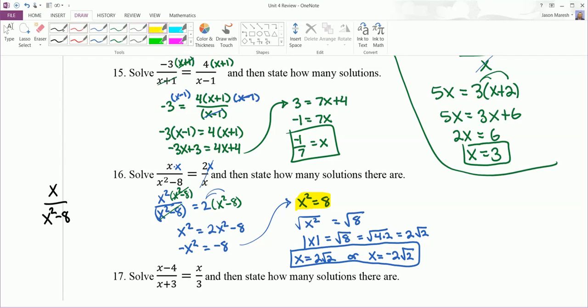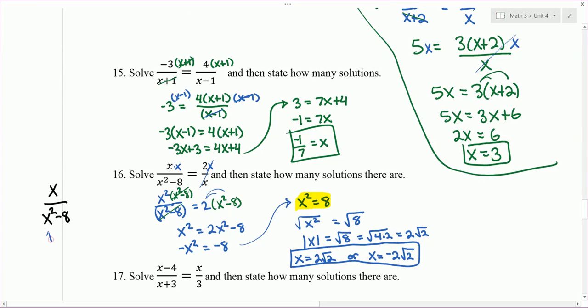That's an issue, because if we replace x squared with 8, we're going to get 8 minus 8 in the denominator, which is 0, which means we'll be dividing by 0. So we can't accept any of our answers. We have to throw them out and say that there's no solution to this problem. So it's important to always go back to your original fractions and say, hey, if I plug in those values for x, will I be dividing by 0? If so, you have to throw them out. So in 16 there was no solution.